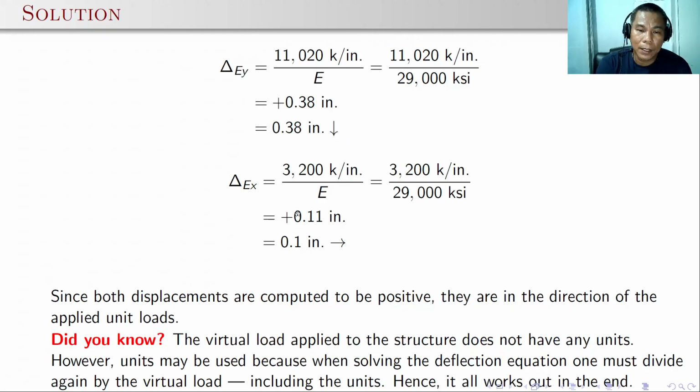Also, delta EX is positive 0.11 inches. Again, the result is positive, so therefore delta AX is 0.11. Note, this is not 0.1, but 0.11 inches to the right. And since both displacements are computed to be positive, they are in the direction of the applied unit loads.